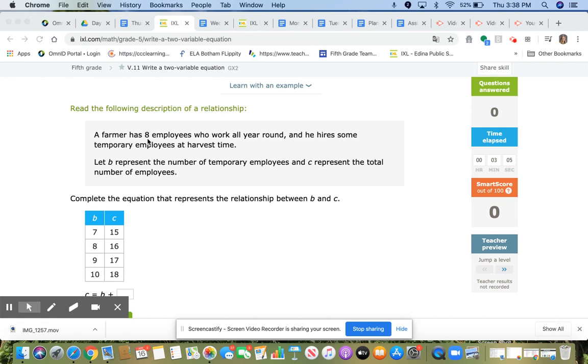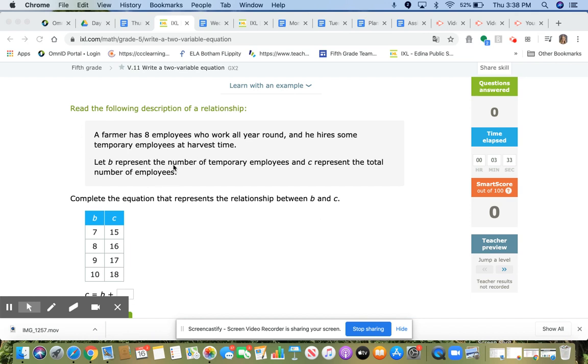A farmer has 8 employees who work all year round, and he hires some temporary employees at harvest time. Let B represent the number of temporary employees, and C represent the total number of employees. So B is the number of temporary employees, C is the number of everybody all together. So complete the equation that represents the relationship between B and C.